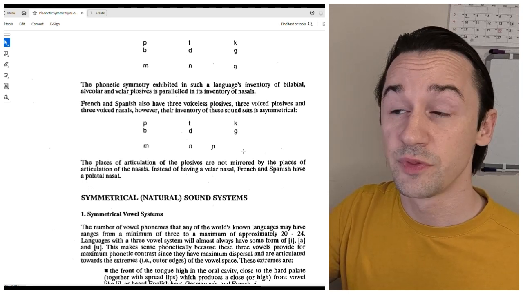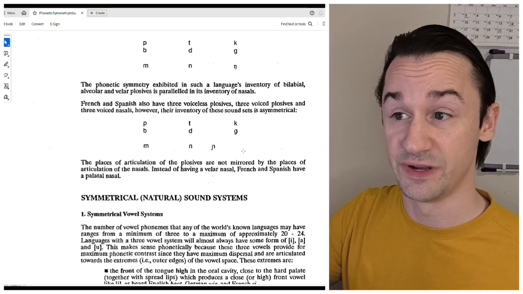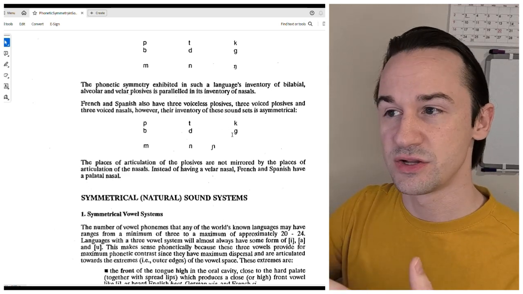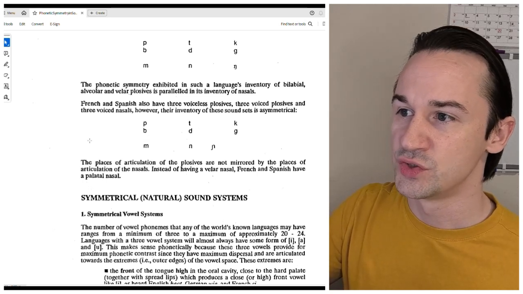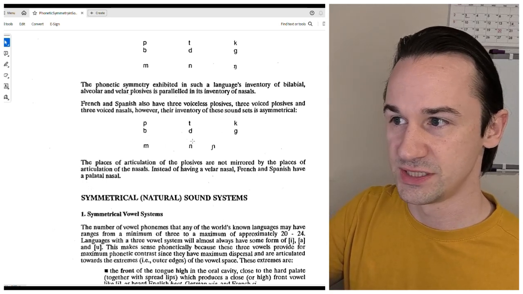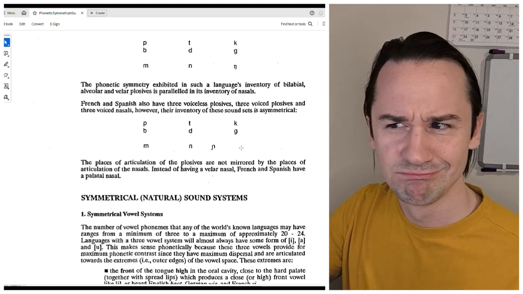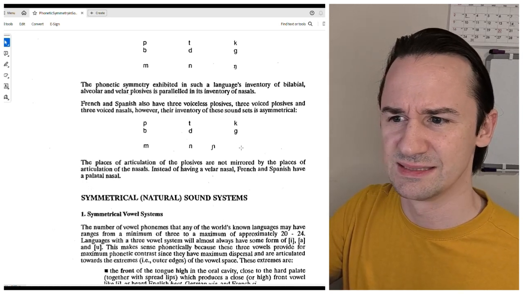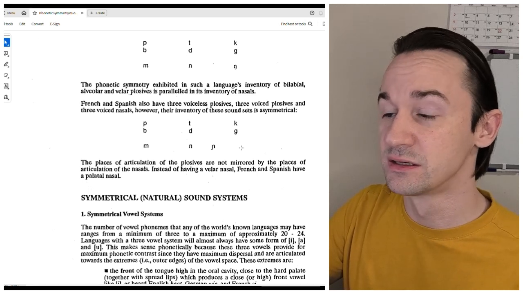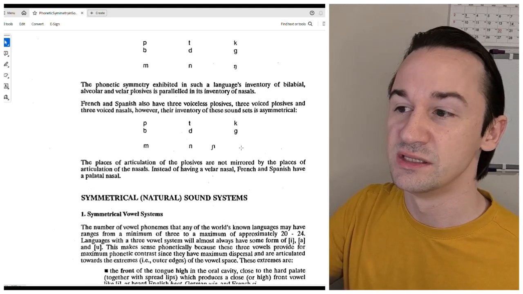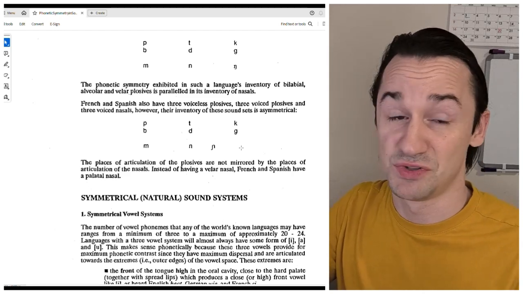Languages are, for the most part, symmetrical in their phonetic inventory, but there are usually gaps, there are eccentricities, there are exceptions, things like that. So this is, for example, French and Spanish, which does not have a back nasal, because it's not a palatal nasal. Instead of having a velar nasal, French and Spanish have a palatal nasal. Yeah, that one's a little hard to pronounce, so they just don't have it.